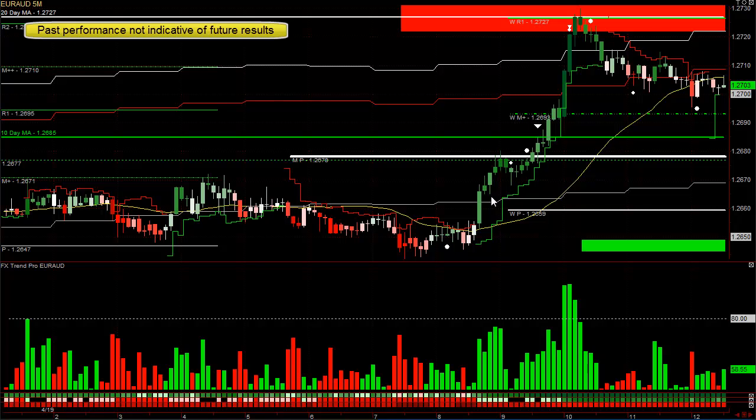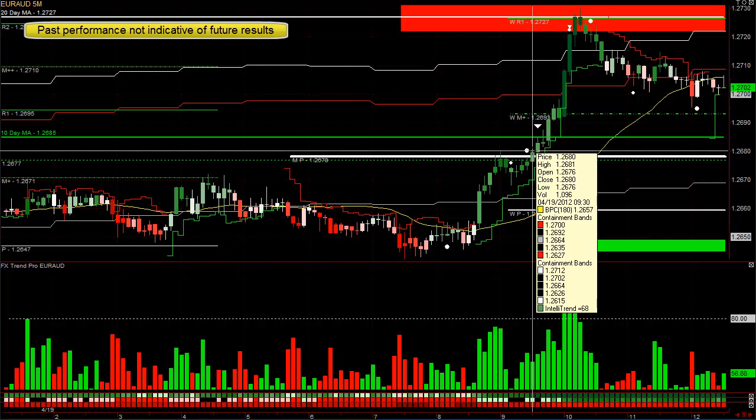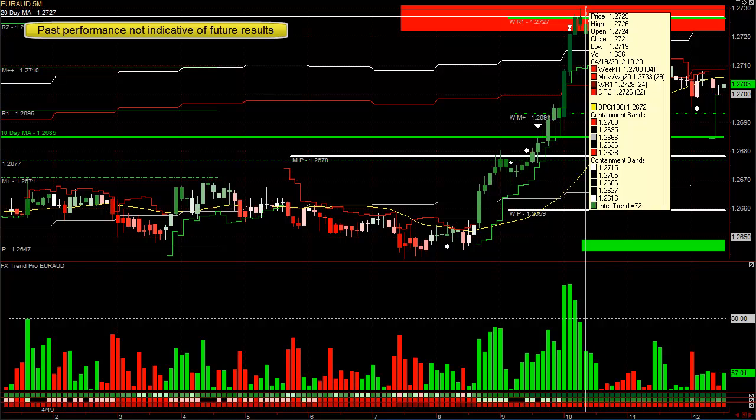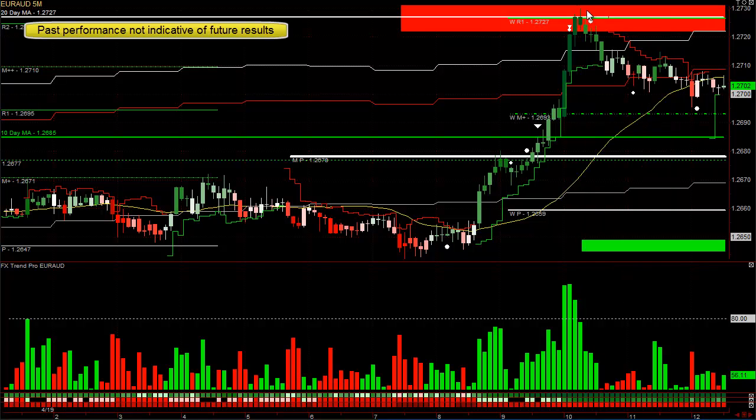So whether you got in when it broke above the hourly right here, or when it came up to the previous day's high in the monthly pivot right here, when it broke out right here at 80, notice it went all the way up to the 30 level. It's a 50 pip move.